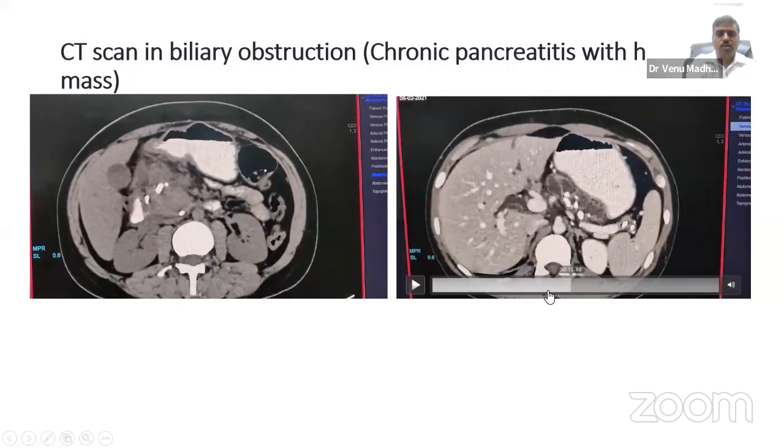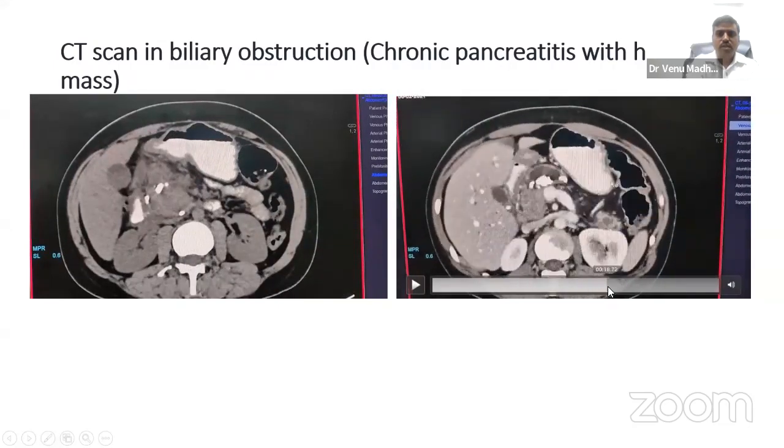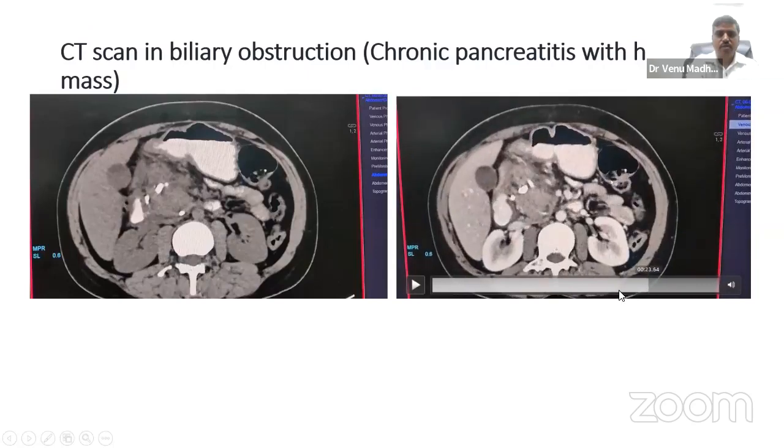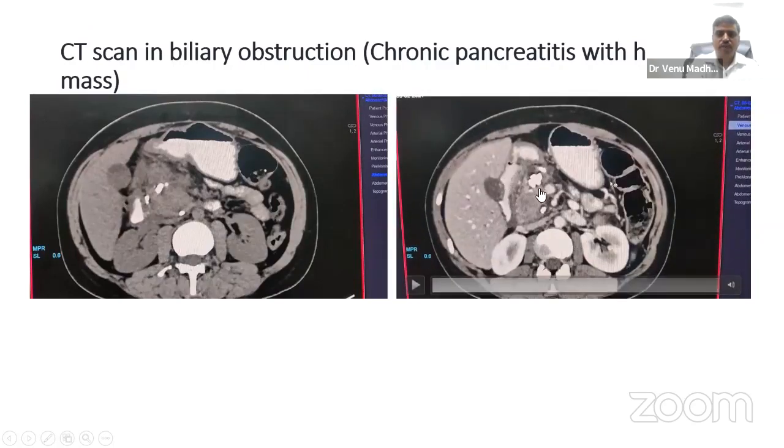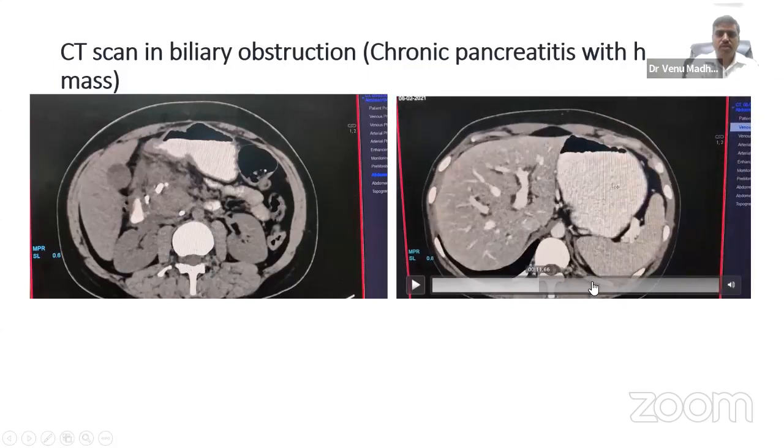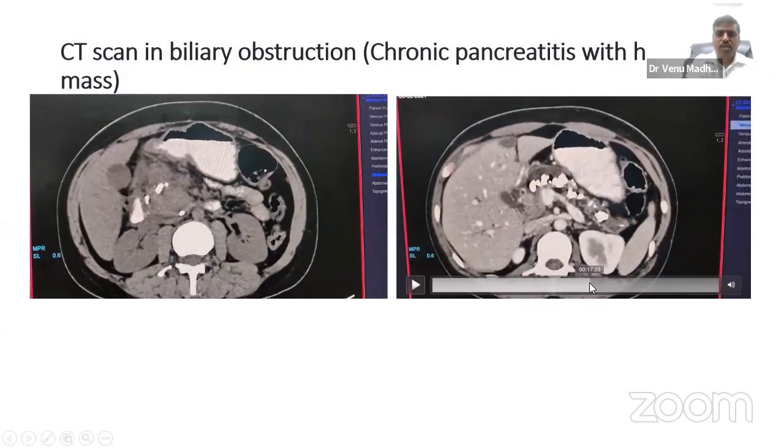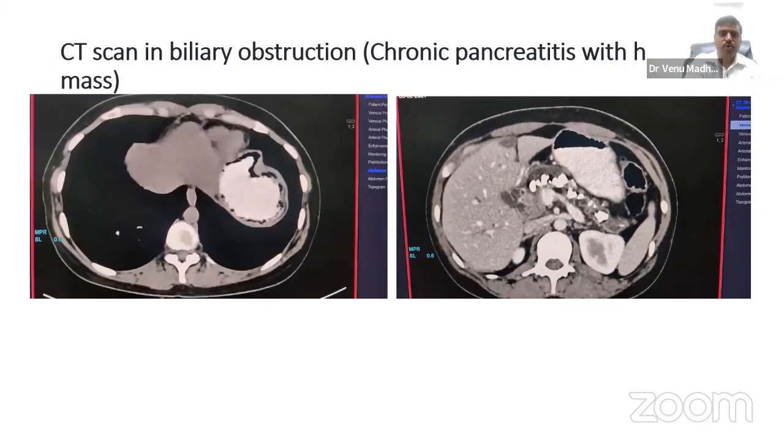So this is the contrast phase. This is a hugely dilated head mass, the head of the pancreas with a lot of calcification in the pancreas, which is causing the biliary obstruction. So CT scan can give us information about the cause of obstructive jaundice.